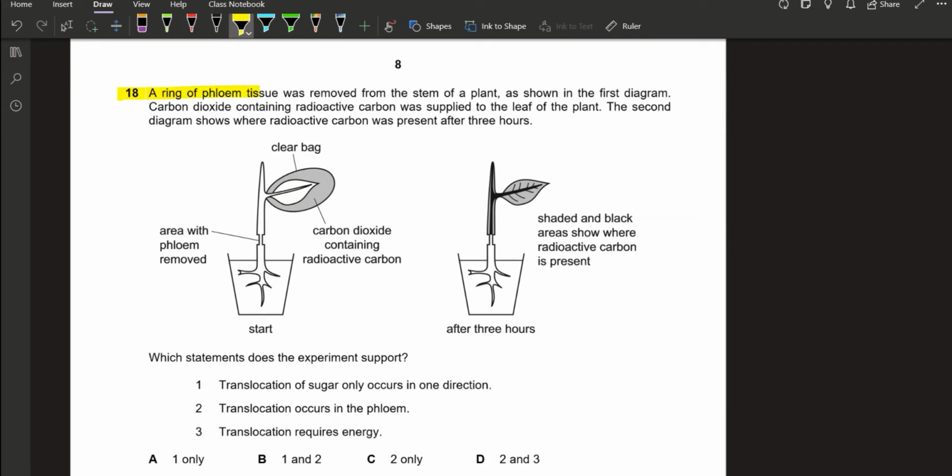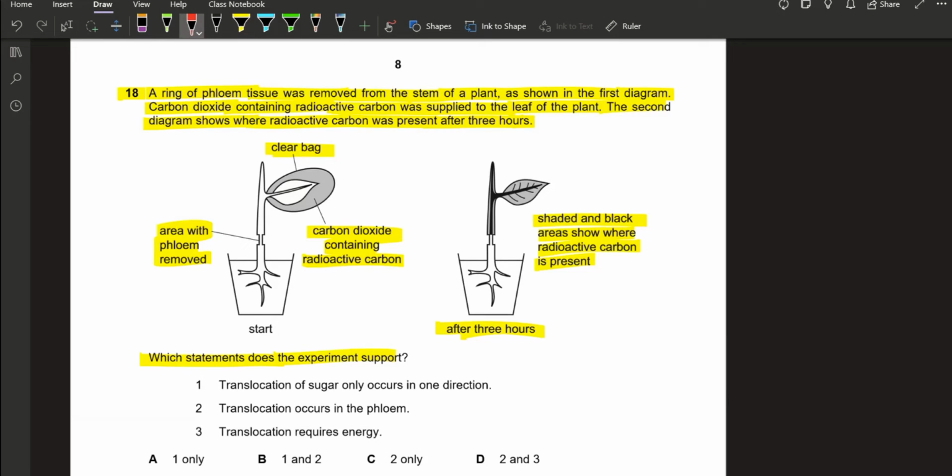Question number 18. A ring of phloem tissue was removed from the stem of a plant, as shown in the first diagram. Carbon dioxide containing radioactive carbon was supplied to the leaf of the plant. The second diagram shows where radioactive carbon was present after 3 hours. Diagram 1 has a clear bag area with phloem removed, carbon dioxide containing radioactive carbon. Diagram 2 has shaded and black areas that show where radioactive carbon is present after 3 hours. Which statements does the experiment support?